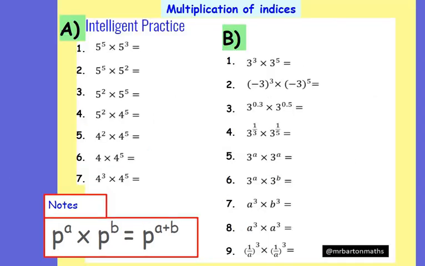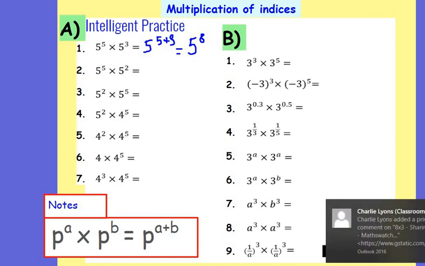Okay, Year 9, in your light blue books, please pause the video for about 10 to 15 minutes and have a go at these questions. Can you simplify it using the law? Some of them you can, some of them you can't. For example, the first one, I could write that as 5 to the power of 5 plus 3 because my base number is the same, which would give me 5 to the power 8. Pause the video, 10 to 15 minutes, off you go.